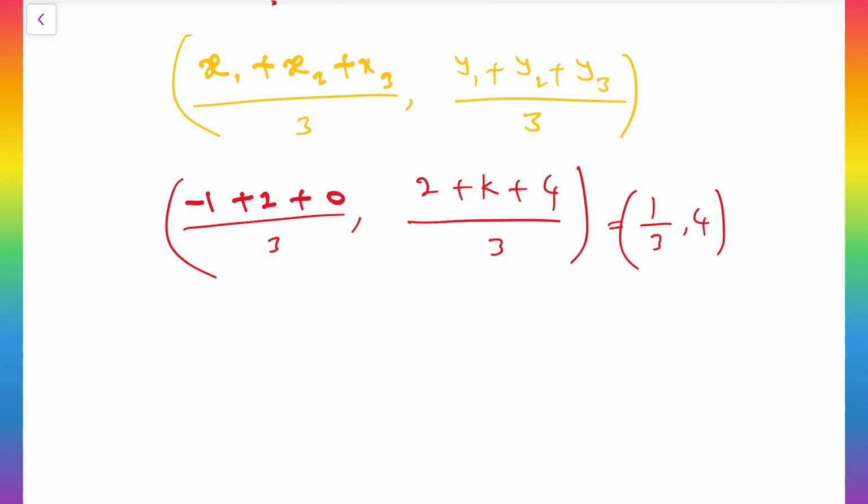Now here also both the coordinates we are making equal, right? So this x coordinate will be equal to the x coordinate only. Y coordinate will be equal to the y coordinate only. Now if we observe the x coordinates clearly, in the x coordinates, alphabet k is not there at all. So no need to worry about the x coordinates. Let us make the y coordinates equal to each other. That is 2 plus k plus 4 divided by 3 is equals to 4.